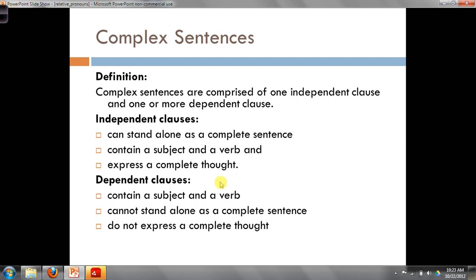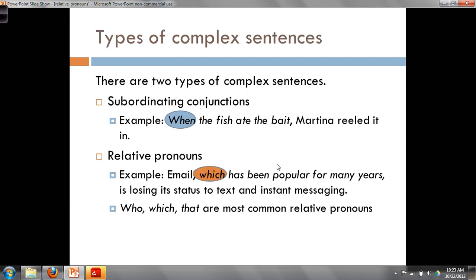Dependent clauses, on the other hand, contain a subject and a verb, but they cannot stand alone as a complete sentence because they do not express a complete thought. So they leave us hanging. And complex sentences either have a subordinating conjunction or a relative pronoun. So these are our two types of complex sentences, those that include subordinating conjunctions.